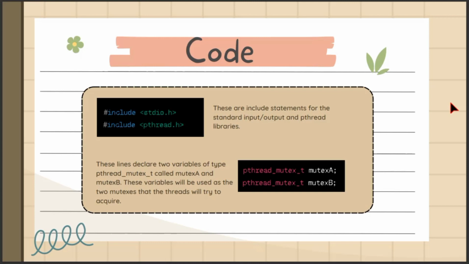Next, we have these two lines, which declare two variables of type pthread_mutex_t called mutexA and mutexB. These variables will be used as the two mutexes that the threads will try to acquire.